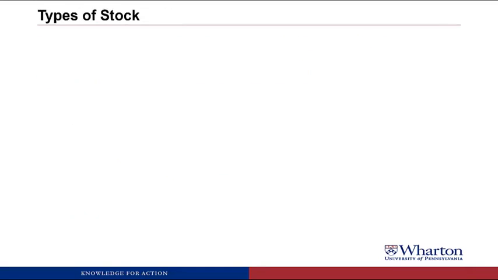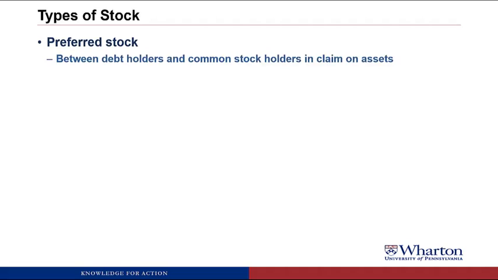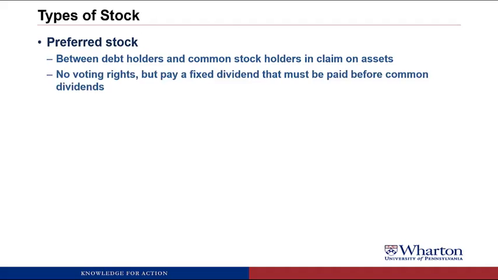So let's talk about the two types of stock that companies issue. There's preferred stock, which is between debt holders and common stock in claims on assets. What that means is if there was a bankruptcy and the company had to liquidate all its assets to give to its creditors and owners, the debt holders would get first claim on the assets. Then the preferred stockholders would come in, and then the common stockholders would come in last. Preferred stock doesn't have any voting rights, so they can't vote on the board of directors, but they are entitled to a fixed dividend that has to be paid before any common dividends are paid.